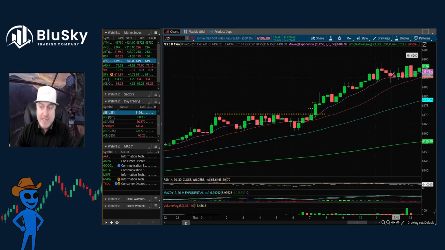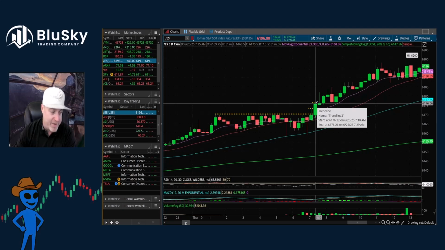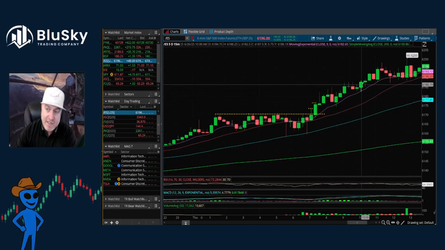I was in that trade until this candle right here. This is when I got out of the trade. So I entered into the trade here. The very second it got above the high, I stayed in the trade the whole way until here, when it hit 61.98.